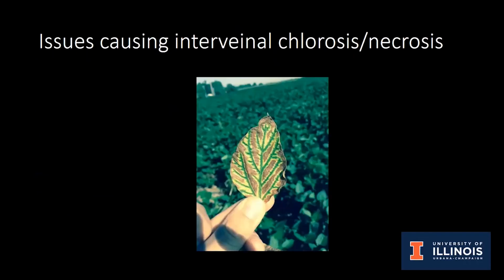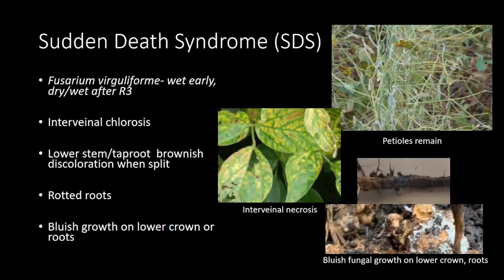Now, what are some biological issues that cause interveinal necrosis and chlorosis? These are the diseases that we can encounter, or have been encountering here in 2020. The one that everyone's probably most familiar with is sudden death syndrome. This is a fungal disease caused by Fusarium virguliforme. It's favored by wet conditions early in the season, usually right around planting. Then later in the season, usually after R3, if we've got dry conditions and maybe fluctuating rain, the fungus that had colonized the roots of those plants earlier produces a toxin that moves into the foliage and accumulates there.